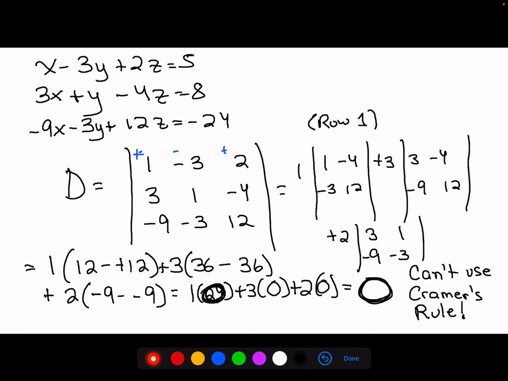Then you can just stop and say, well, let me look at this another way. Maybe I'll be able to figure out what's going on. And actually, if you take this equation and divide through by -3, you end up with 3x plus y minus 4z equals 8. So you end up where these two are actually the same.